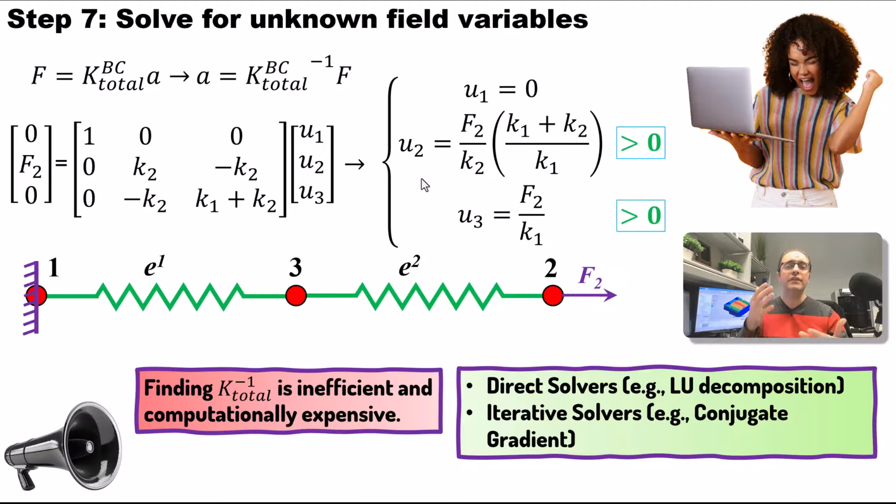It turns out that these kinds of solvers are more efficient than finding the inverse of the stiffness matrix. While in theory we talk about finding the inverse, in practice they don't find the inverse of a very big stiffness matrix. They use direct solvers or iterative solvers. Now that we talked about this, let's go to step 7.